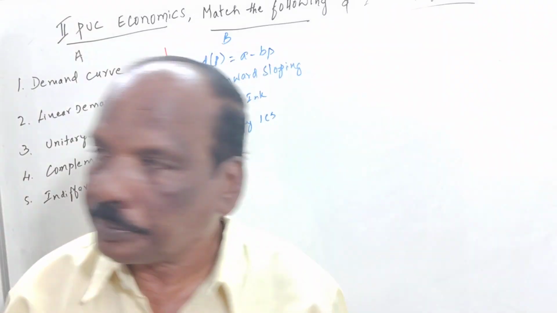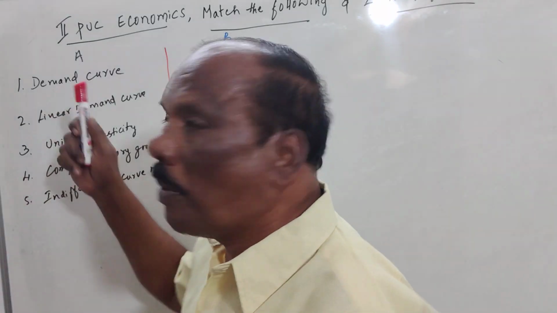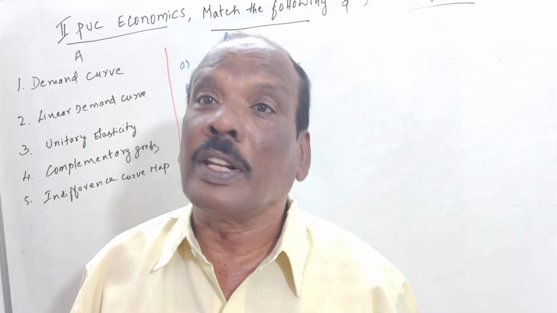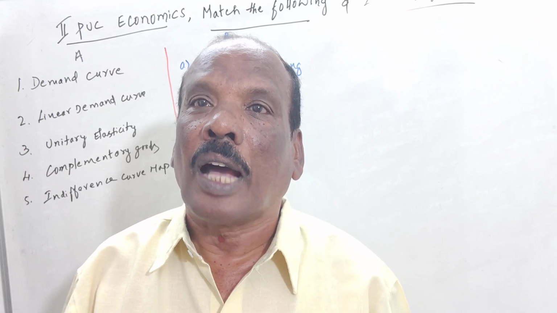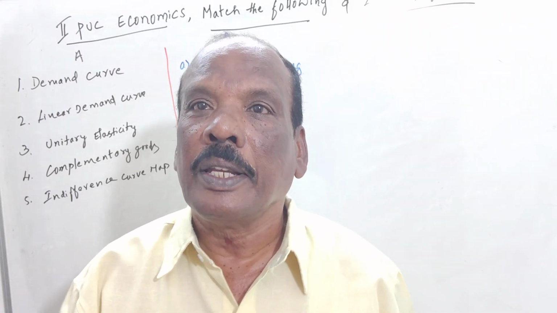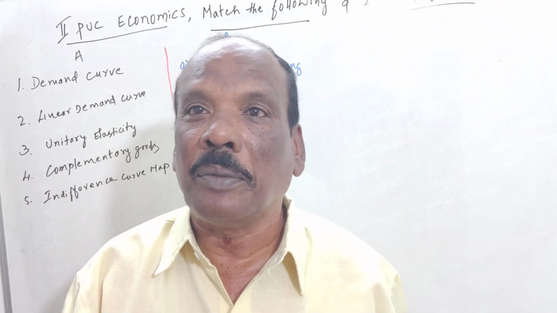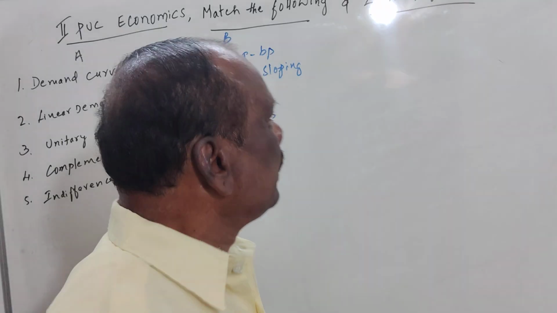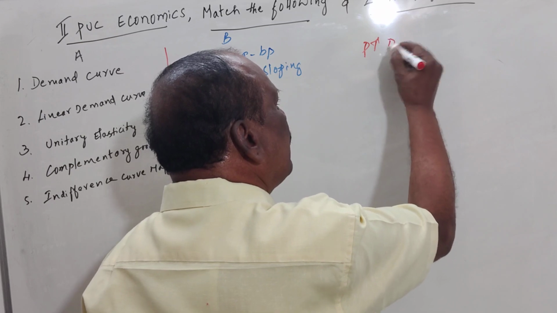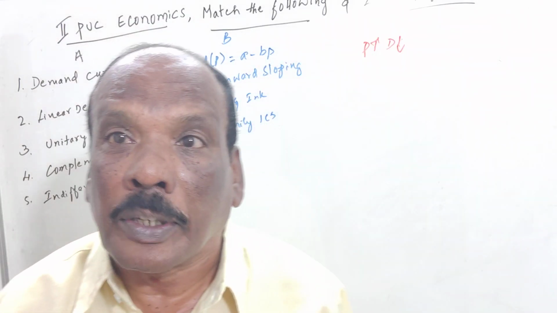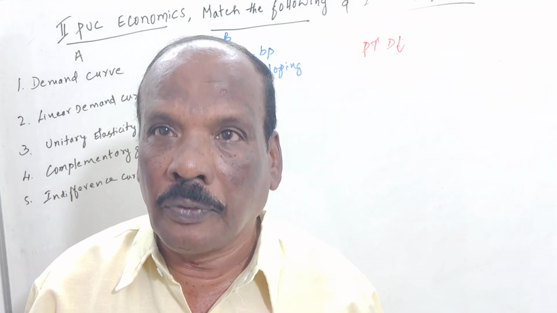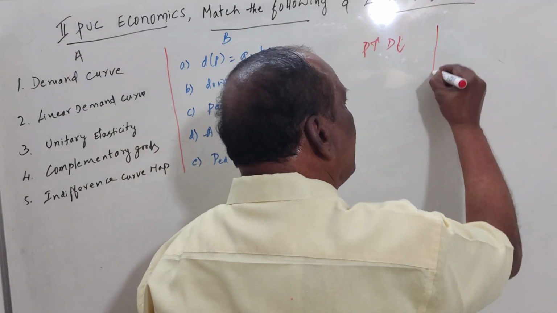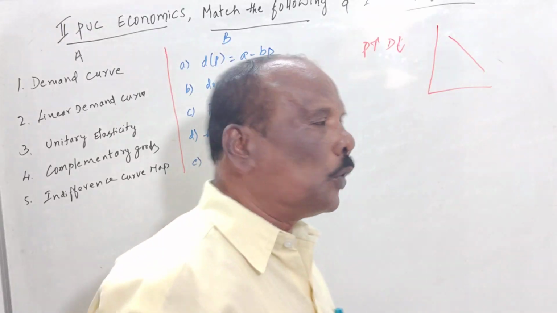Let's see. The first one is the demand curve. What is the shape of the demand curve? The law of demand tells us about the inverse relationship between price and demand. Both of them move in opposite directions. The higher the price, the lower the demand, and vice versa. Other things remaining constant, ceteris paribus, when the price of a commodity rises, the demand for that falls. That is why the demand curve is downward sloping.